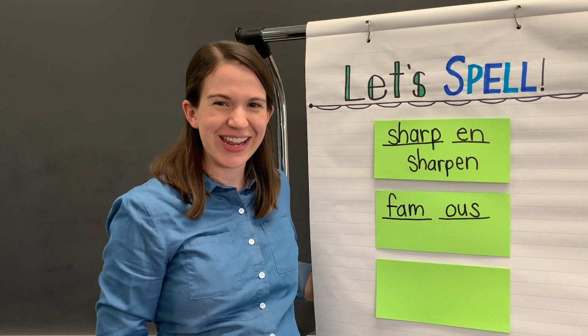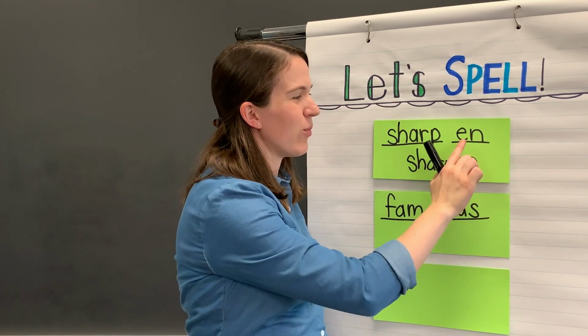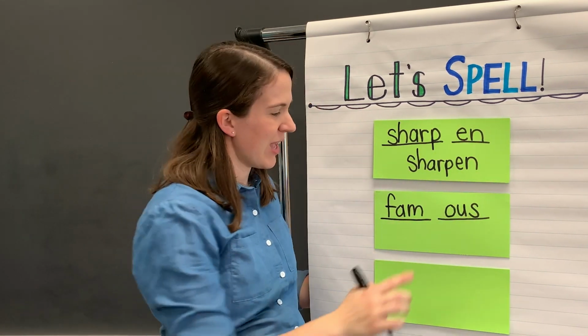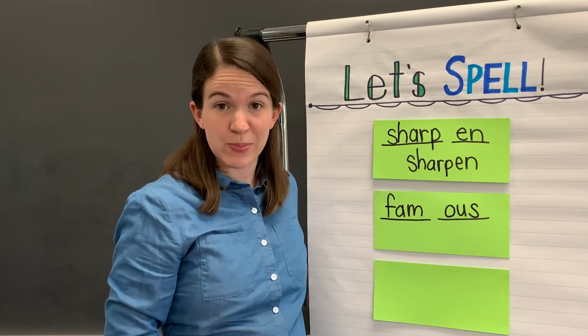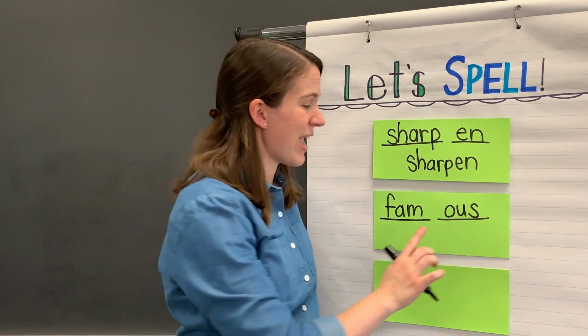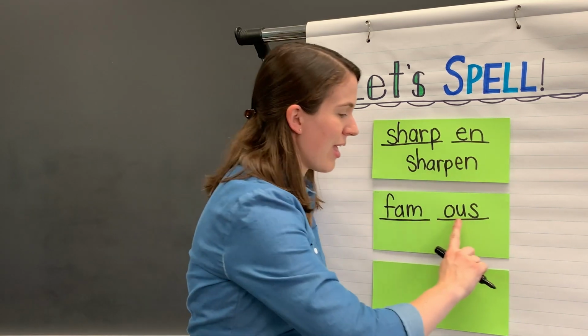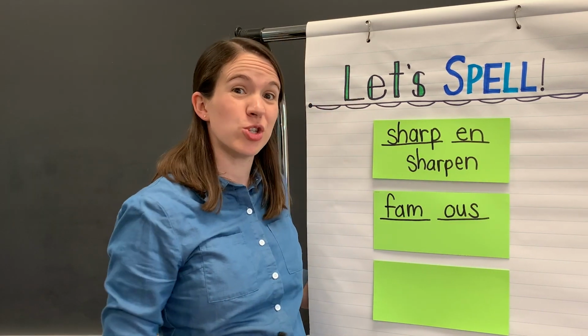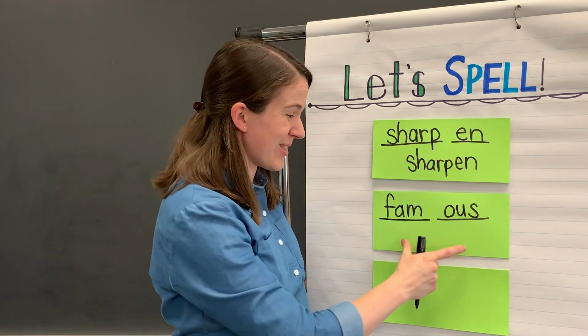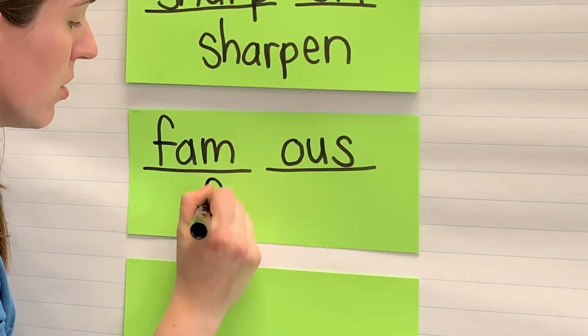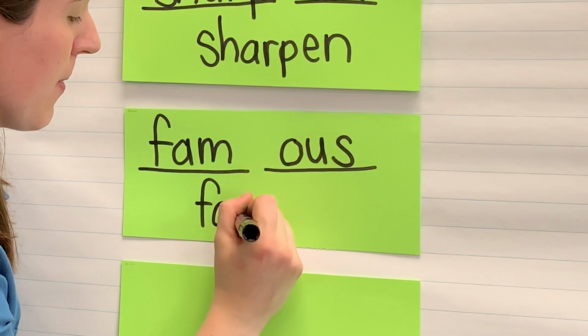Does yours match mine? Just like we talked about with the en suffix, in ous, the O and the U are not making the sounds that we expect them to make. Instead, they're saying uh. Ous. When we put these 2 parts together, we get the word famous. Let's write them together to make it one word. Famous.